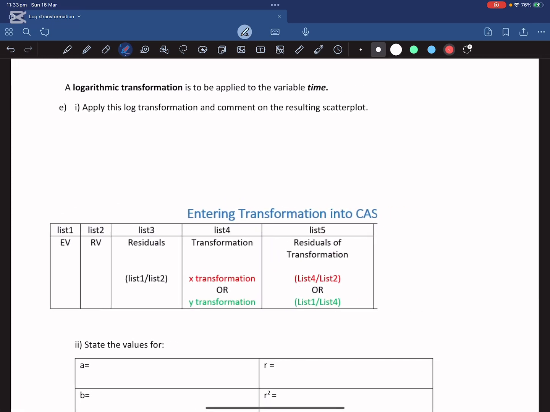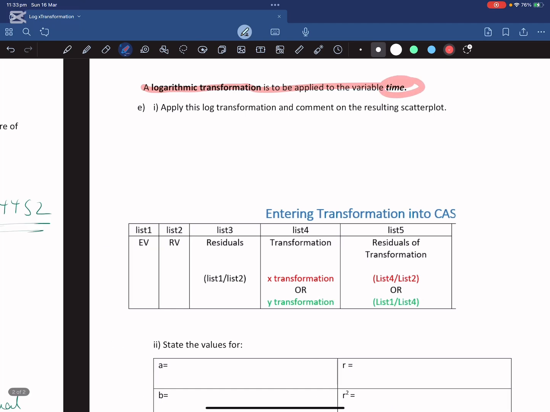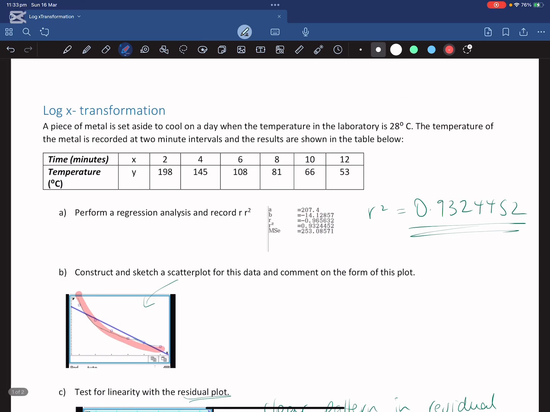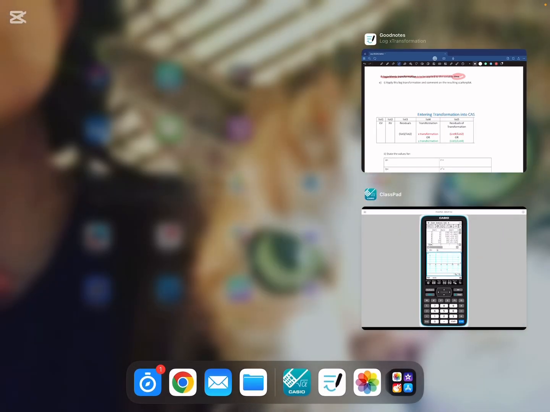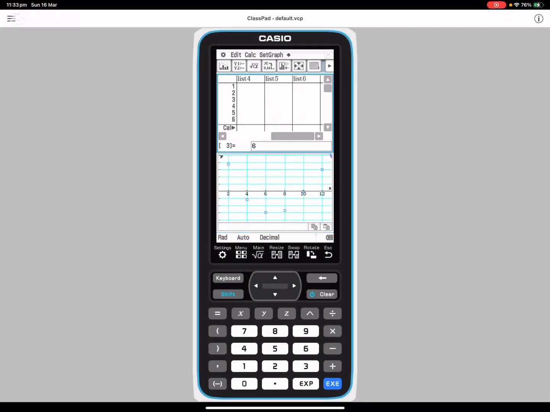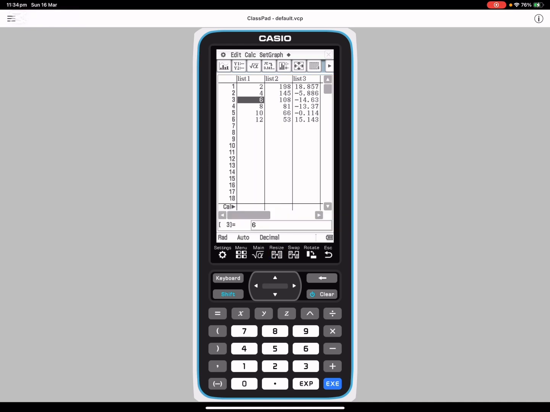Okay, so we've been told we're going to do a log transformation to time. So if we go back to the original data, time was our EV value, or our X transformation. So we're doing an X transformation. Apply this log transformation and comment on the resulting scatter plot. All right, so I'll go back to my data. Going across, I just want to resize that so I can see the whole thing.